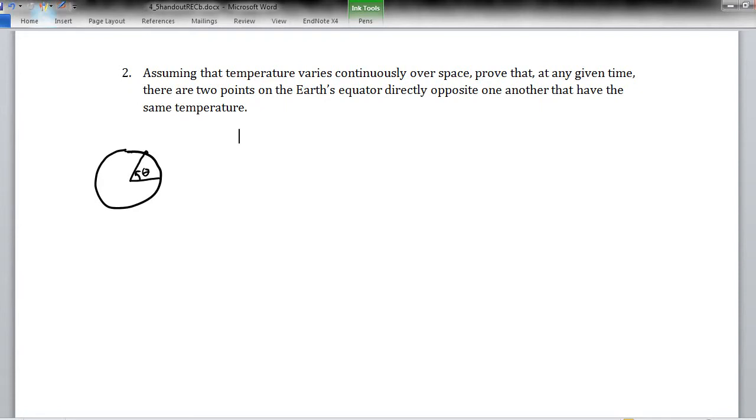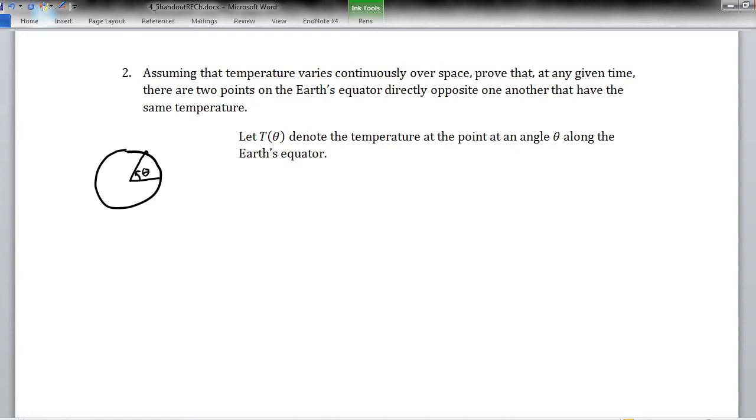So that's our variable, and our function, let's see, the problem tells us that temperature varies continuously over space. So we could let T of theta denote the temperature at the point at an angle theta along the Earth's equator.